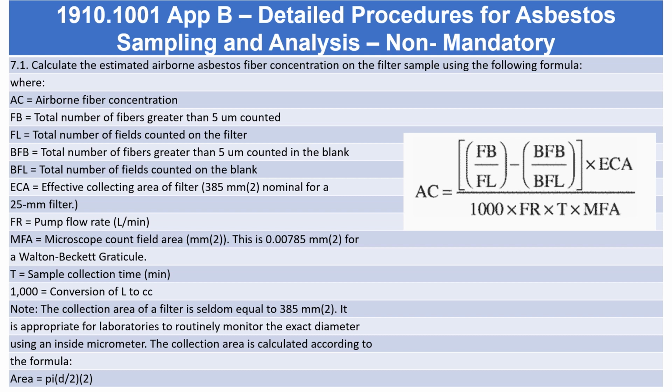This is 0.00785 mm², for a Walton-Beckett graticule. T equals sample collection time, min, 1000 equals conversion of L to cc. Note, the collection area of a filter is seldom equal to 385 mm². It is appropriate for laboratories to routinely monitor the exact diameter using an inside micrometer. The collection area is calculated according to the formula: Area equals pi, (d/2)².